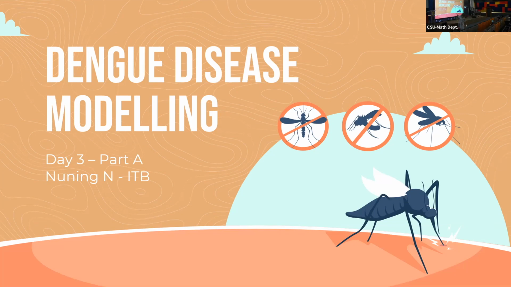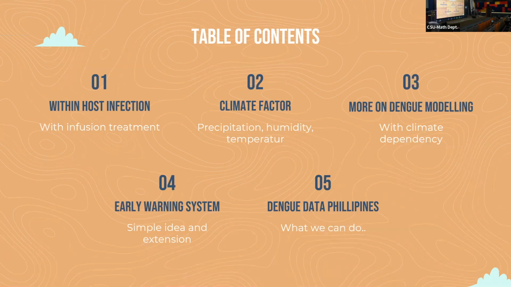So, more on dengue disease modeling for part A. I will divide it into three subsections: how we model within-host infection of dengue virus with infusion treatment, including first and then second infection. Then we will incorporate the climate factors into an early warning system using precipitation, humidity, and temperature, and then more on dengue modeling with climate dependency.